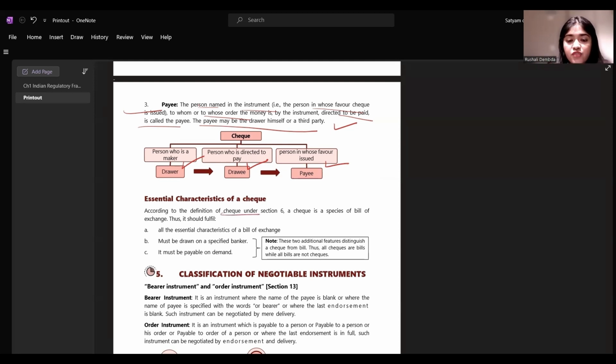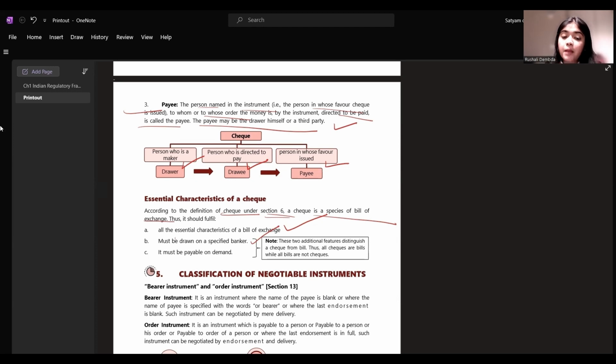According to the definition of check under section 6, a check is a special species of bill of exchange. It is a type of bill of exchange. We have heard this word species when it comes to cat species, dog species. So it is a species of bill of exchange. Then it should fulfill what? All the essential characteristics of a bill of exchange. Same essential characteristics of a bill of exchange. Must be drawn on a specific banker. A specific bank should be there. You can only issue on one bank.